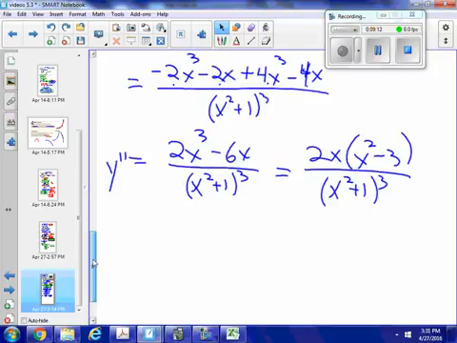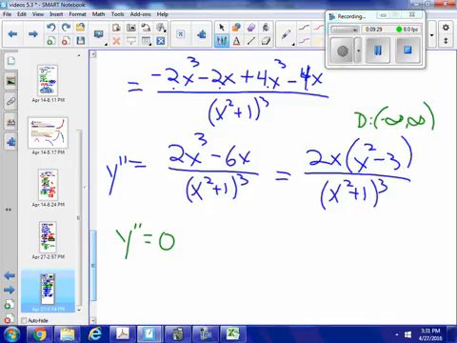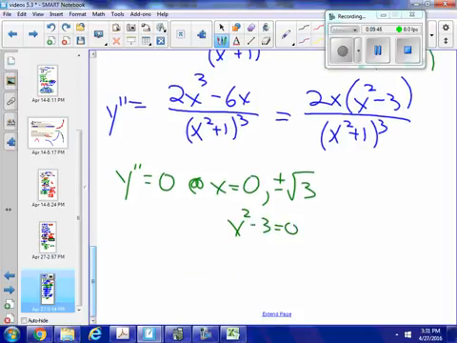Well, I can look at it here and I can see that it's still going to exist everywhere. The domain of this is still going to be negative infinity to infinity, because there are no values of x that are going to give me a 0 on my denominator. But I do have y double prime equal to 0 at x equals 0 and at x equals plus or minus radical 3, because x squared minus 3 equals 0, x squared equals 3, x equals plus or minus radical 3.